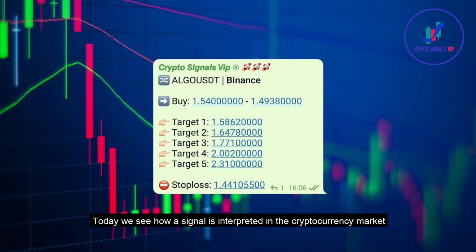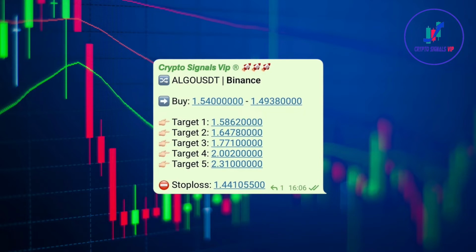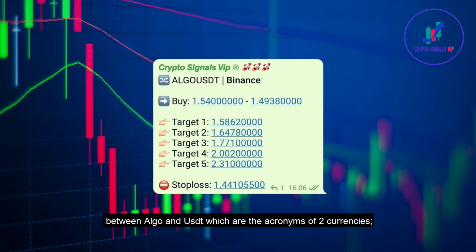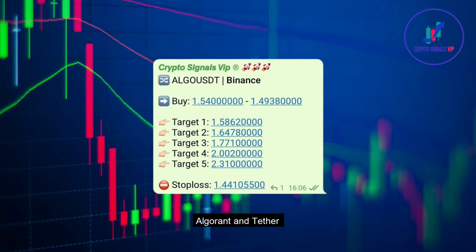Today we see how a signal is interpreted in the cryptocurrency market and how trading is done on the Binance platform. As we can see here, we have an example signal. In the first part, we can see the pairing between Algo and USDT, which are the acronyms of two currencies, Algorand and Tether, which is a currency pegged to the US dollar.